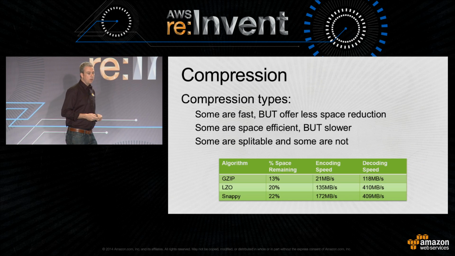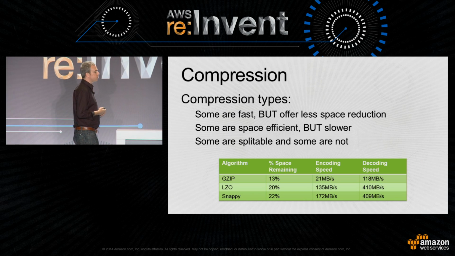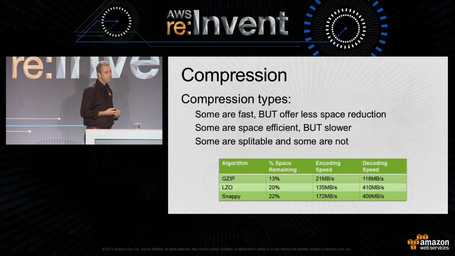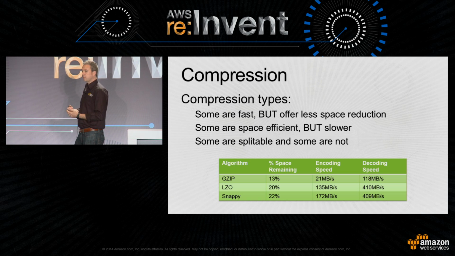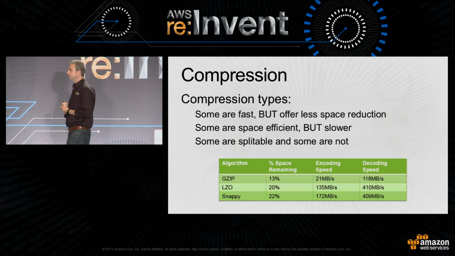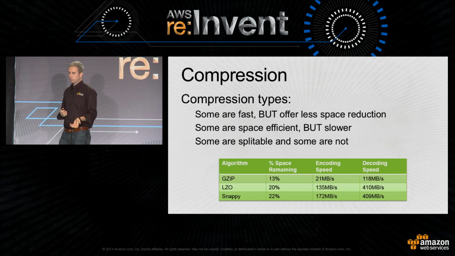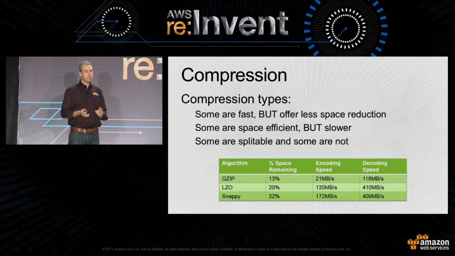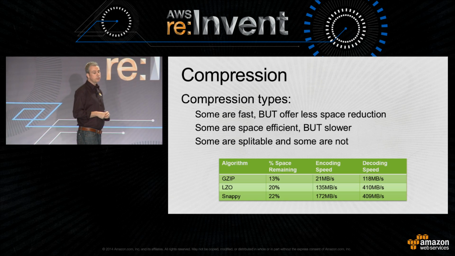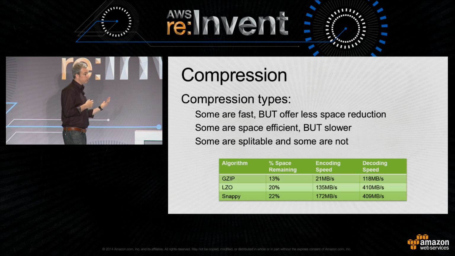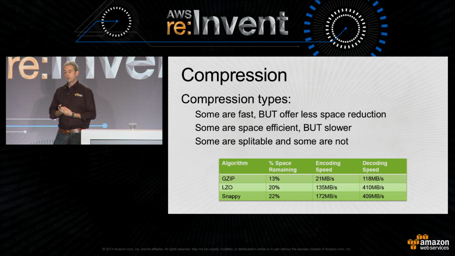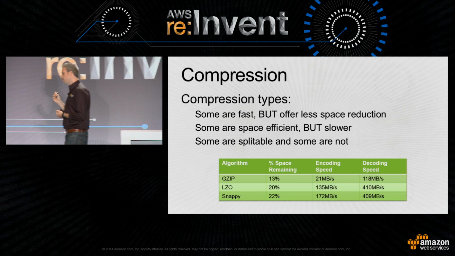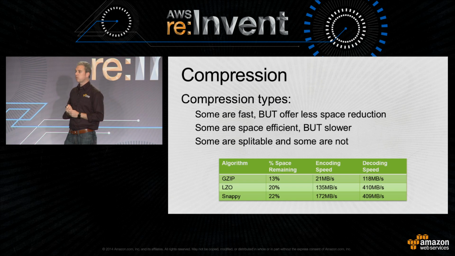So what type of compression to use is often a question. It's important to keep in mind that Hadoop offers many different types of compression. Some of them are really fast, but they're not that space efficient. Others are extremely space efficient, but they're extremely slow. And then also evaluate your compression choice on the basis of whether or not it's splittable.